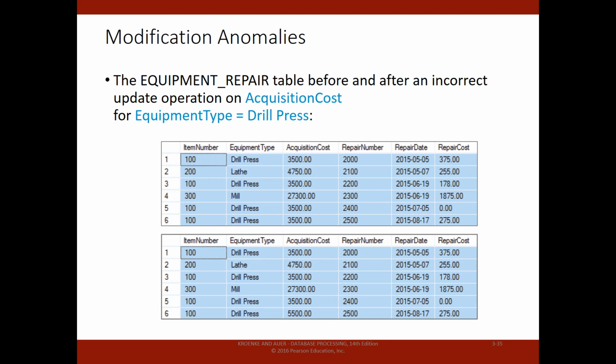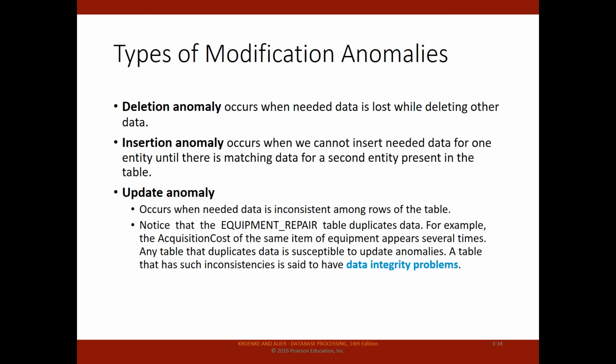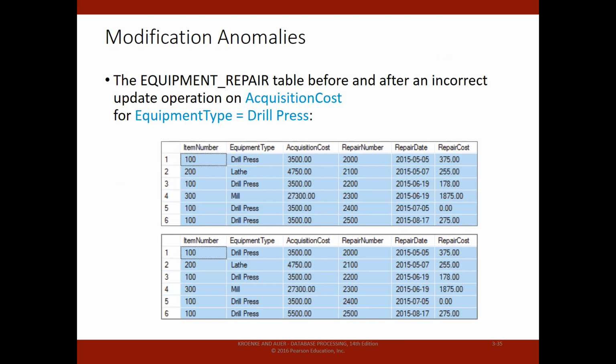And one of the problems is what we call the deletion anomaly. So another example of modification anomaly will be the insertion anomaly. Let's think about insertion anomaly. Let's say that I wanted to insert a repair, one repair.